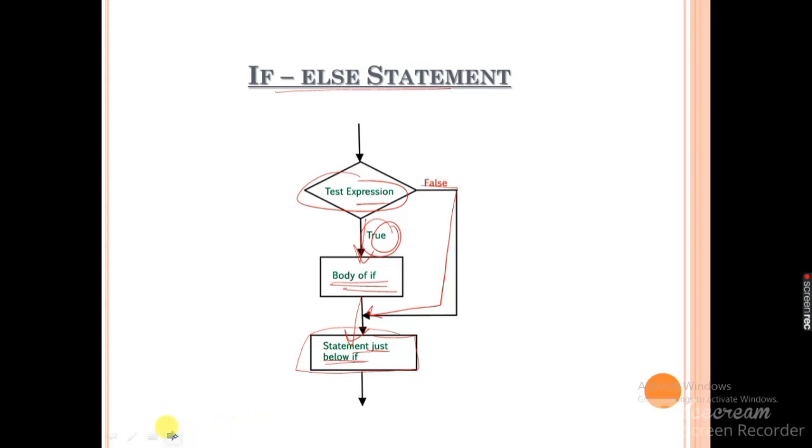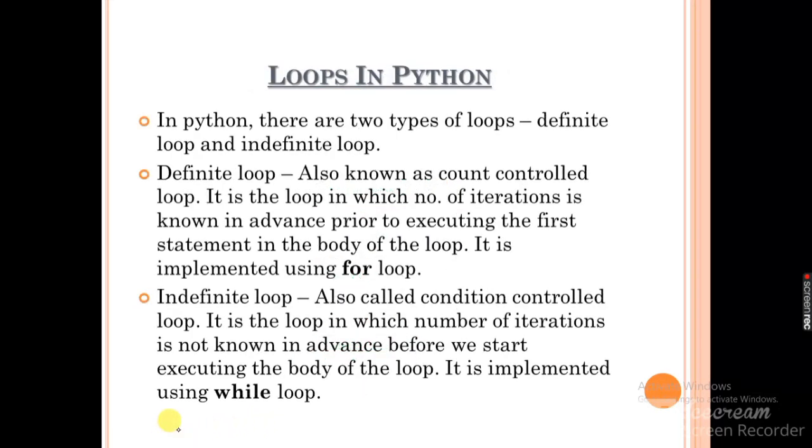Then here are some loops in Python. In Python there are two types of loops, namely definite loop and indefinite loop. A definite loop, also known as a count controlled loop, is a loop in which the number of iterations is known in advance, prior to the execution of the first statement in the body of the loop, and this is implemented using the for loop.